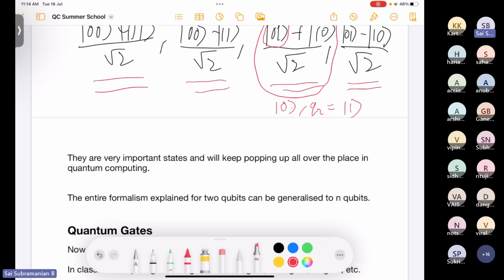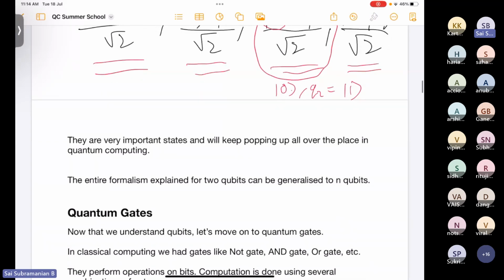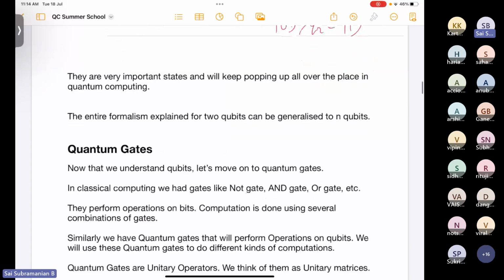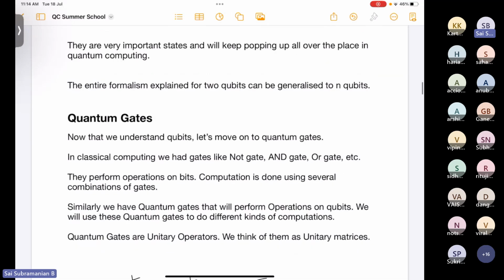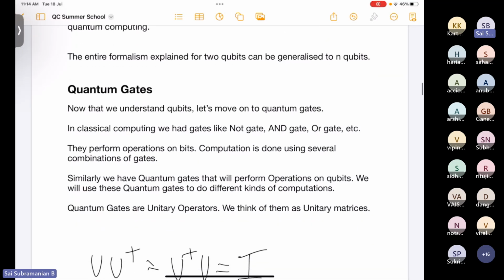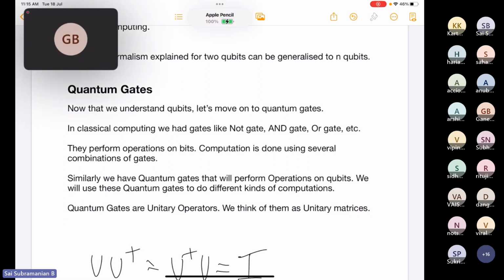Okay, so I will stop for a 5-minute break here. After this, the strong linear algebra ends here. From now on, we will be defining quantum gates and using them to do calculations. So we will stop for 5 minutes now. And if anyone has any questions, you can also ask.